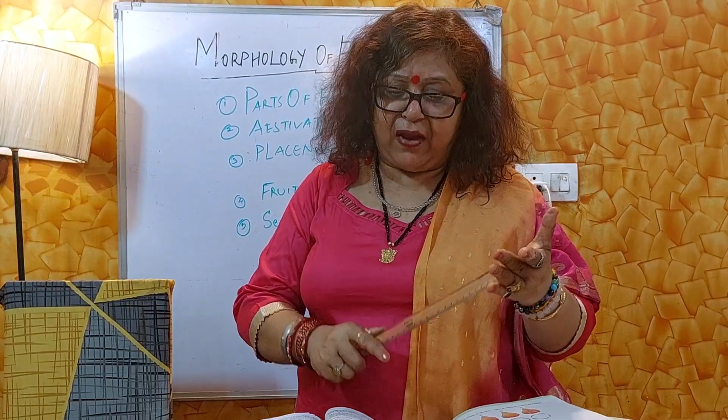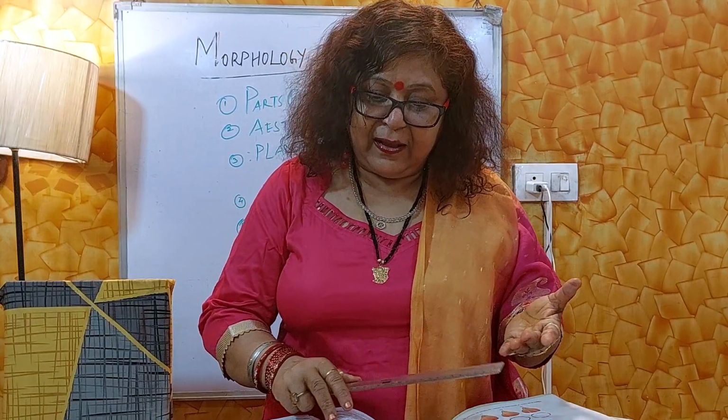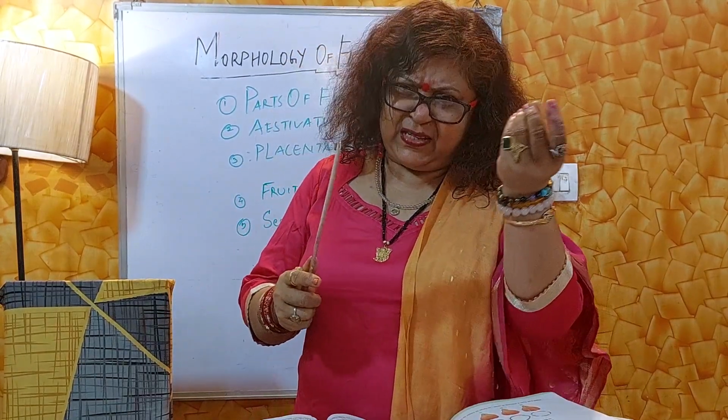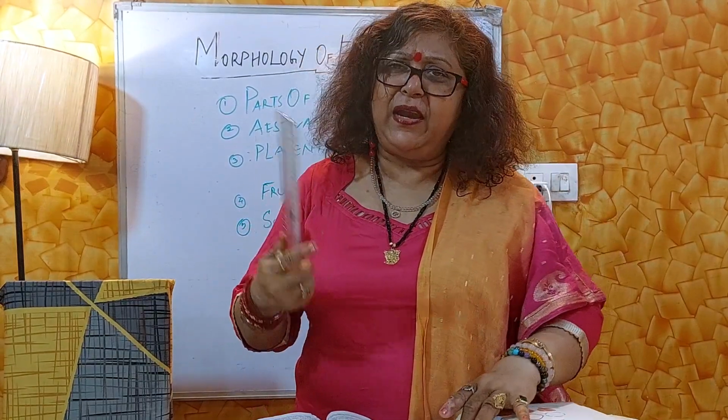So we started with flower. The flower arises in the axil of the stem. The flowers can also be bracteate and ebracteate. Bract is another structure found in a flower. If it is having that, we call it bracteate. If not, we call it ebracteate.